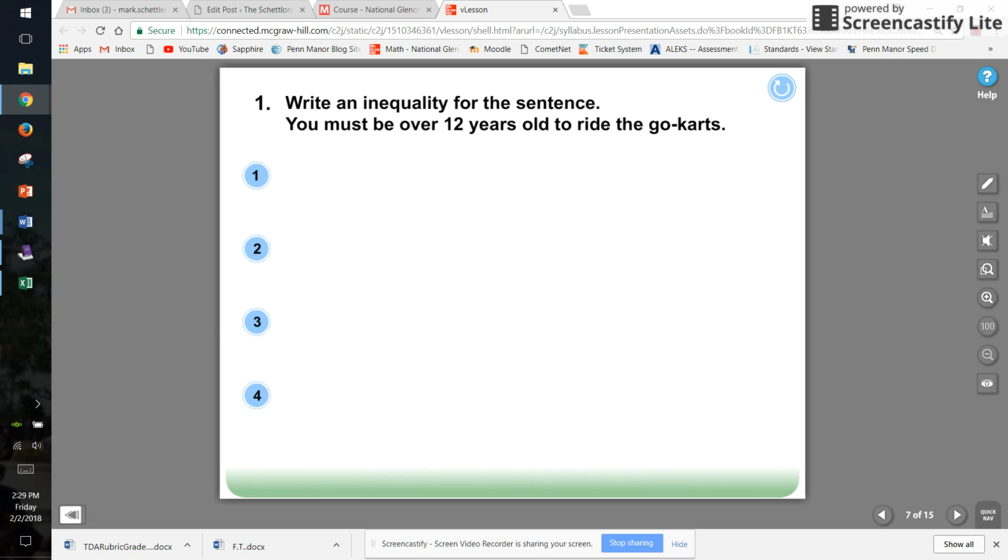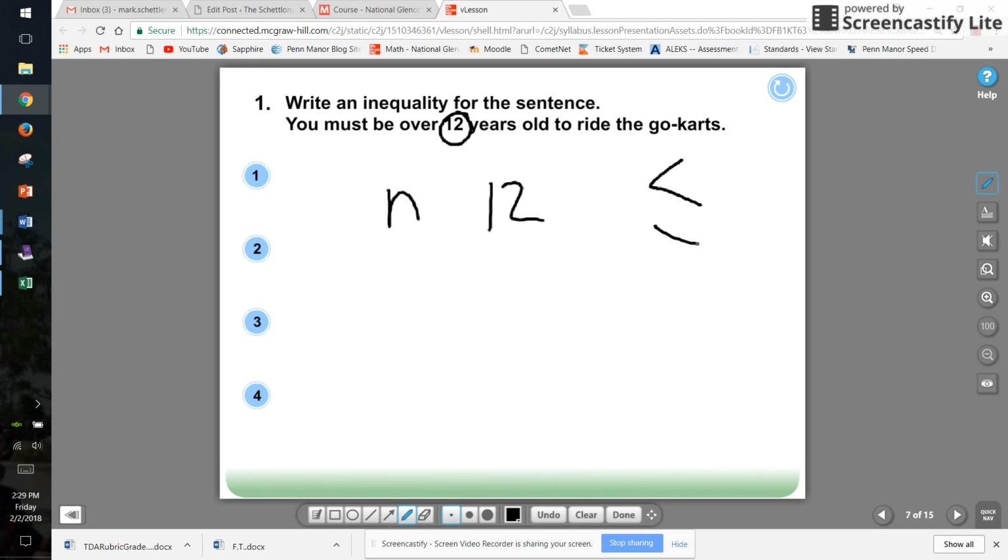Here's a word problem. It says you must be over 12 years old to ride on the go-karts. To get prepared for this, first of all, I need a variable. I'm just going to say N, but you might say Y for years or A for age. And then I did see right here that there's a constant, 12. We talked yesterday a little bit about symbols such as less than, greater than, less than or equal to, or greater than or equal to. And they all have subtle differences. And in the case of what we're doing right now, actually it's a major difference.